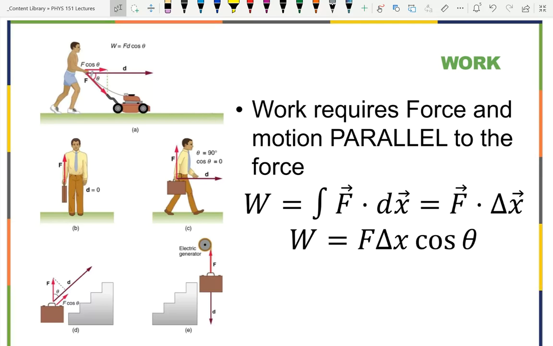Now, because this is not a calculus-based class, I have the second thing on that first line, F dot delta x, the force times the change in motion in the same direction. It's as close as we can get without calculus to the first one. The line down below is probably more useful to you, because the dot product, how much is parallel?